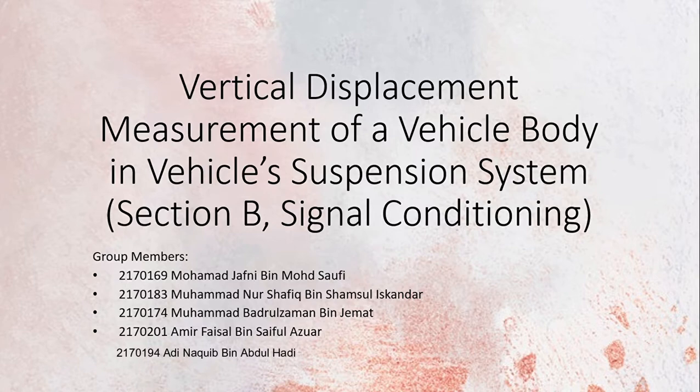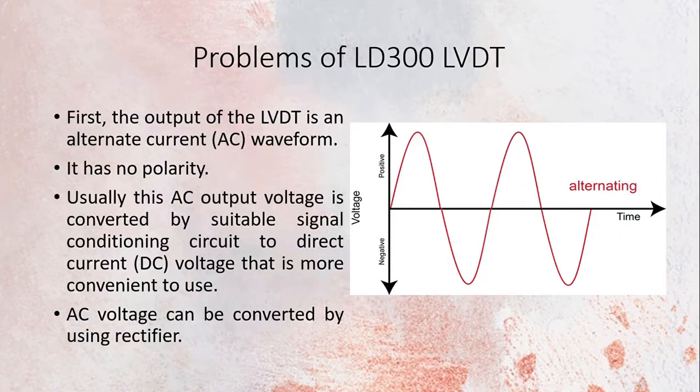Today we're going to present about a suitable signal conditioning for our topic, which is vertical displacement measurement of a vehicle body in vehicle suspension system. From previous presentation, we are choosing LT300 LVDT. The first problem about this LVDT is the output of the LVDT is an alternating current or AC waveform.